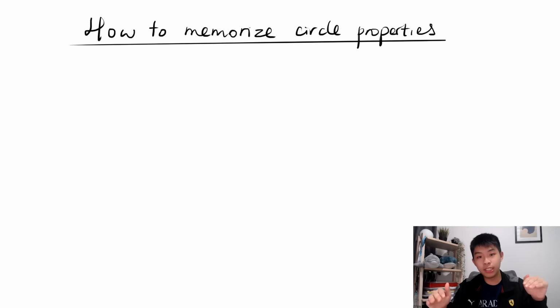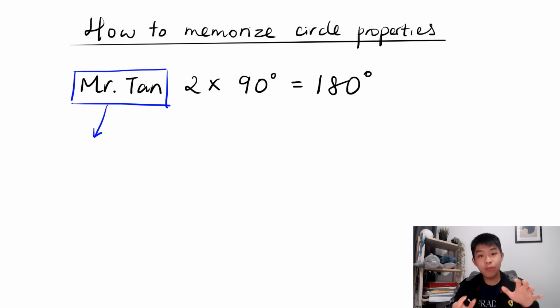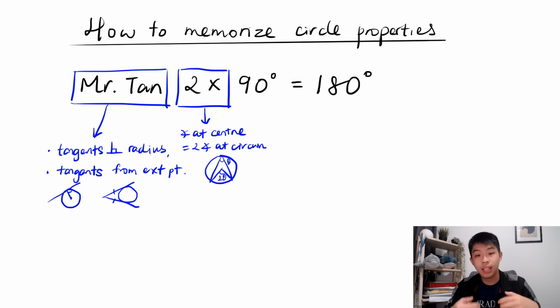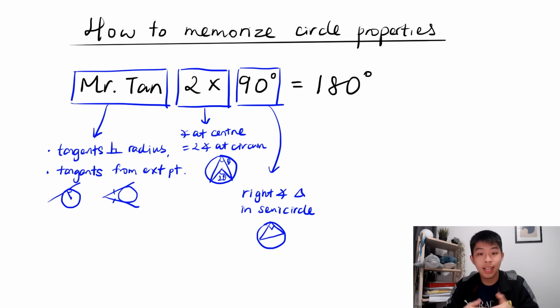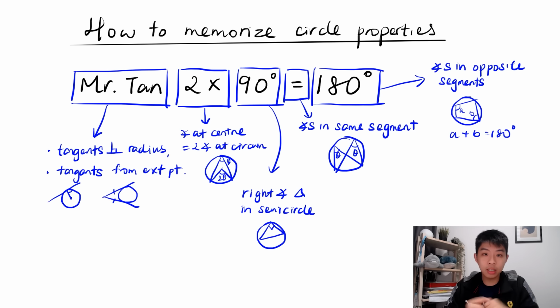Right, this is the simple phrase that you got to remember. Mr. Tan, 2 times 90 equals 180 degrees. Now, Mr. Tan represents tangent to the circle is 90 degrees. Next, 2 times is angle at the center is twice the angle at circumference. 90 refers to angle at a semicircle is 90 degrees. Now, the equal sign next refers to angles in the same segment are equal, and last but not the least, opposite angles in a circle add up to 180 degrees.